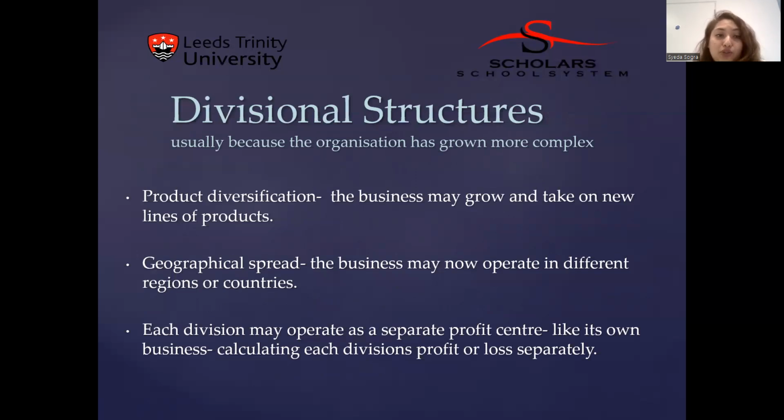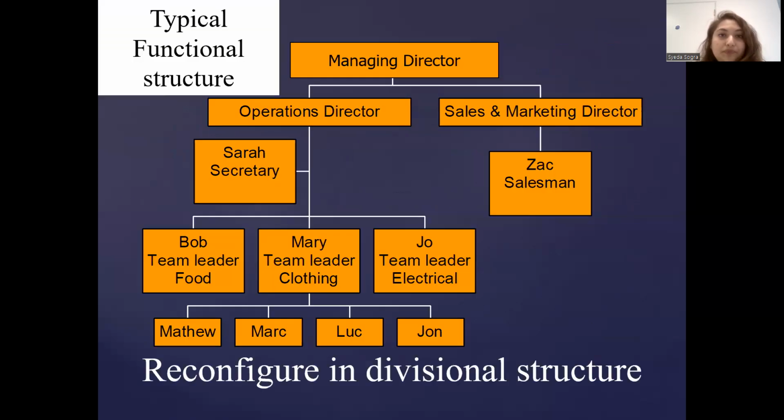If you look into the divisional structure, these are mainly classified by product diversification. The business may grow and take on new lines of product. It can be geographical spread as well. The business may now operate in different regions or countries. So each division may operate as a separate profit center, like its own business. This means calculating each division's profit or loss separately.